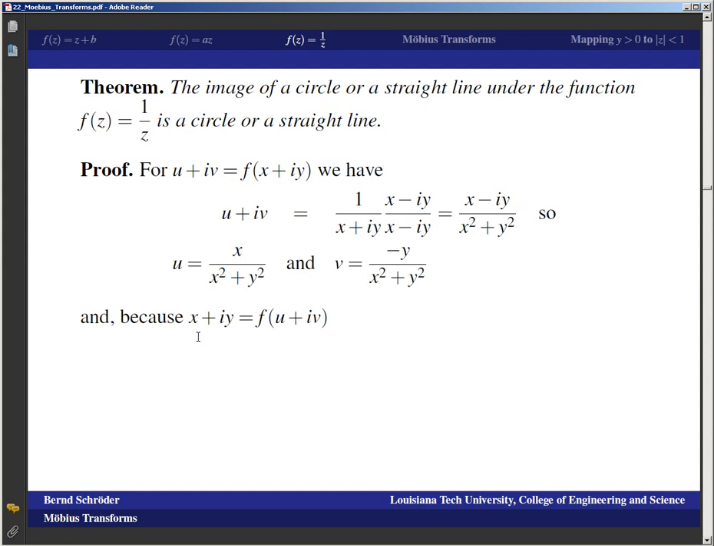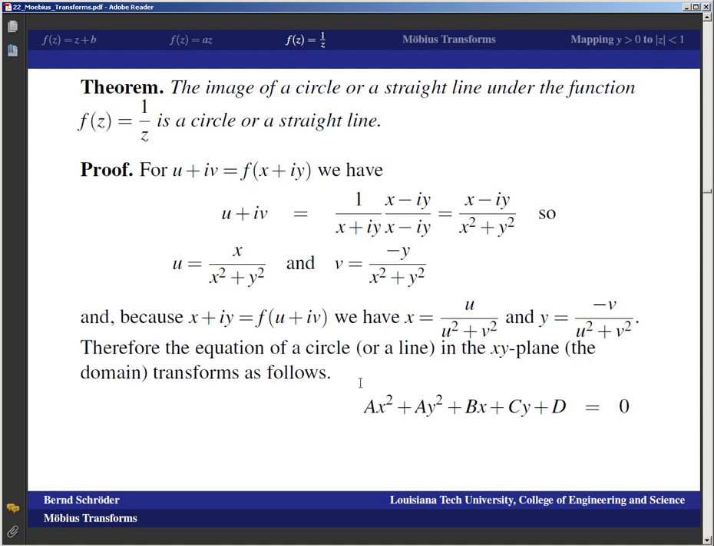And because this function is its own inverse, we have that x plus iy is f of u plus iv, and that means x is u over (u squared plus v squared), and y is negative v over (u squared plus v squared). And yeah, that's just by interchanging u with x and v with y. And therefore, if we're taking the equation of a circle or a line in the xy plane, which is our domain, then that transforms as follows.